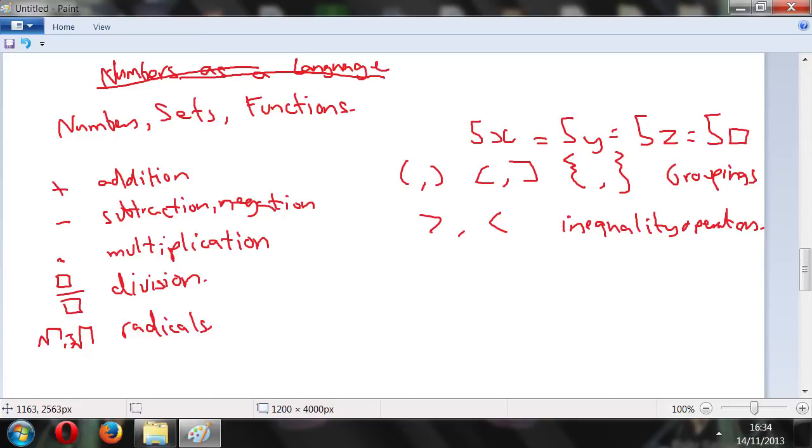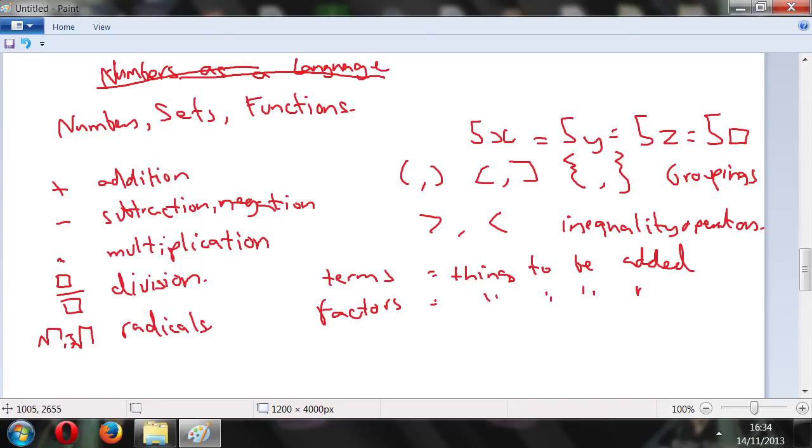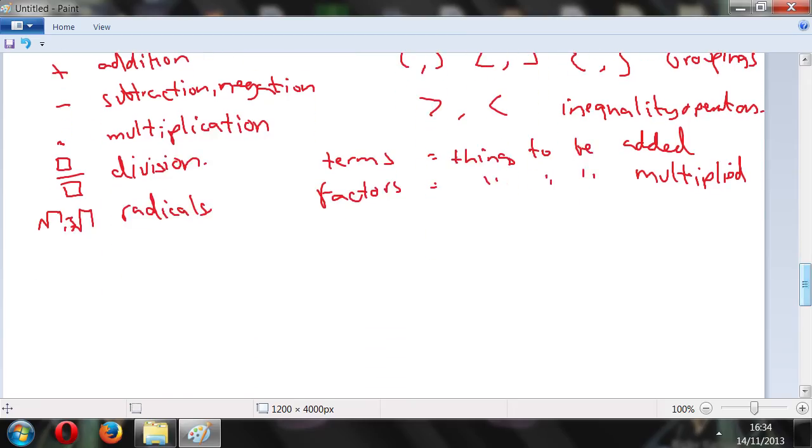Okay, so once more, this is a key point: terms, things to be added, and factors, things to be multiplied.